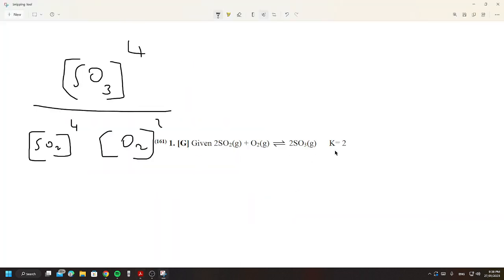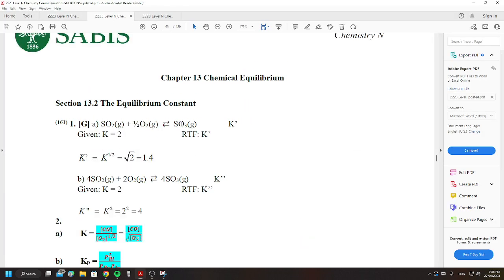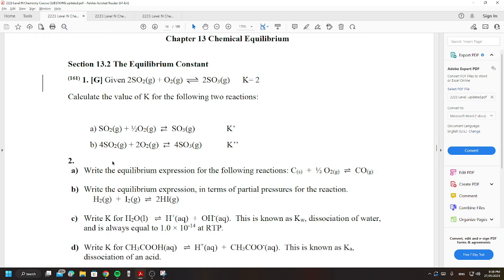So this one was 2. This one, we multiplied all the coefficients by 2, so all the powers got multiplied by 2. Therefore, we're going to square this, right? Because the powers got changed. So 2 squared is 4. So look at the answers: radical 2, which is 1.4, and 4 for part B.